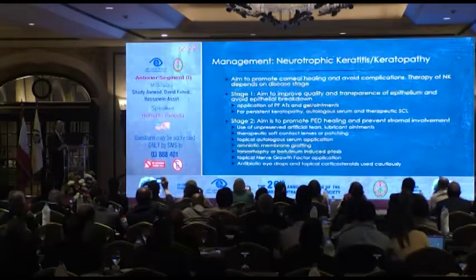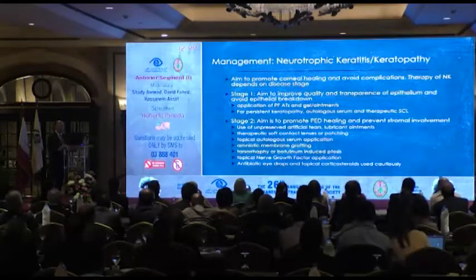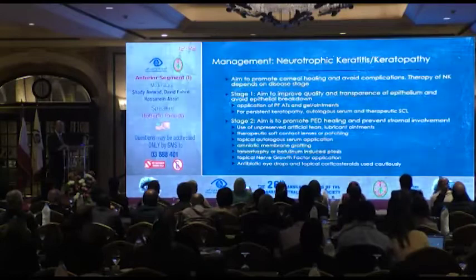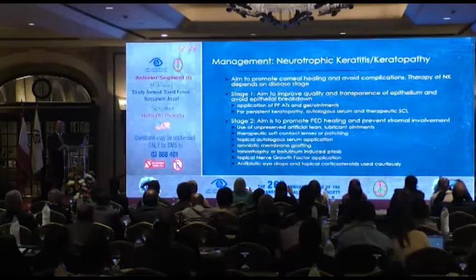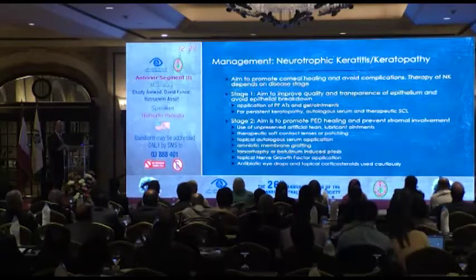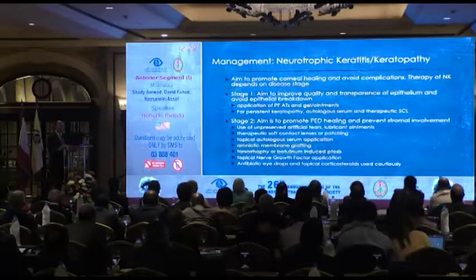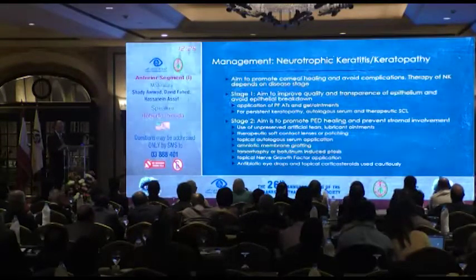How do we manage this currently? Well, this is based on the stage. Essentially, in stage one, we're trying to improve the quality and transparency of the epithelium through the use of artificial tears, ointments, and potentially autologous serum and a therapeutic contact lens. In stage two, we're trying to promote persistent epithelial defect healing, and in addition to the stage one measures, we may use amniotic grafting as well as a tarsorrhaphy to manage these patients.